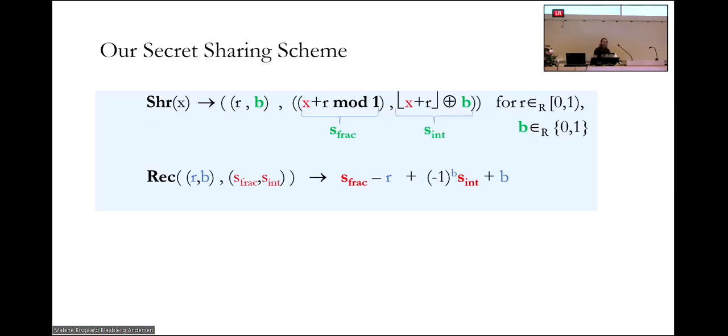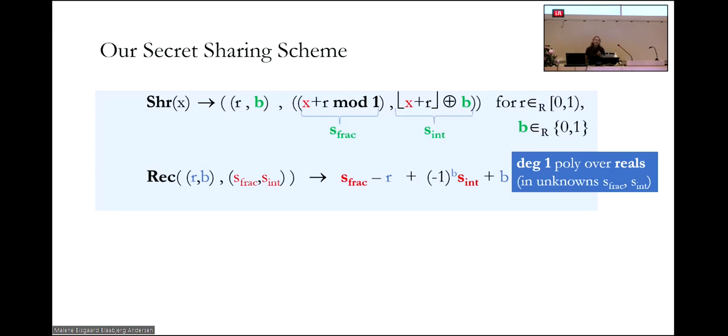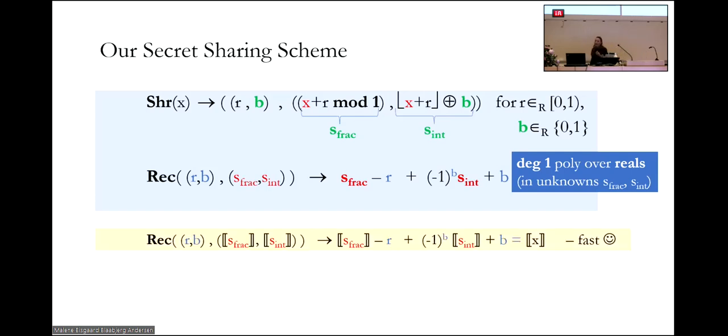And if I want to reconstruct, given R and B and S frac and S int, what I'm doing basically is taking the fractional part, subtracting the mask, and flipping the thing. Believe me, the math goes through. I won't do the math here, but there is no modulo 1 anymore. And moreover, it is a degree 1 polynomial if I look at S int and S frac as the unknowns. So I can actually evaluate this also when S int and S frac are encrypted. This would be really fast if I encrypt with CKKS, extremely fast. So I will just call it linear homomorphic reconstruction.